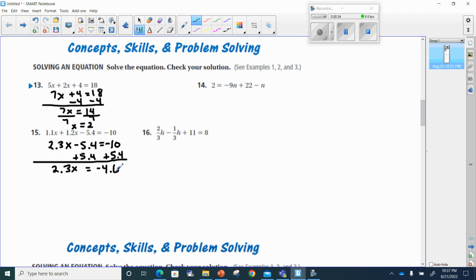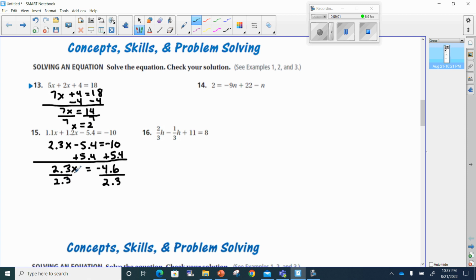We know this because our signs are different. It means I'm finding the difference. I'm going to take 10 minus 5.4. Since it's a smaller number, keep the sign of the negative number. Now, I've got to get x by itself. Since I'm multiplying 2.3 to x, I'm going to divide 2.3 from x. Remember, I always have to do the opposite operation. Whatever I divide from one side, I divide from the other side.